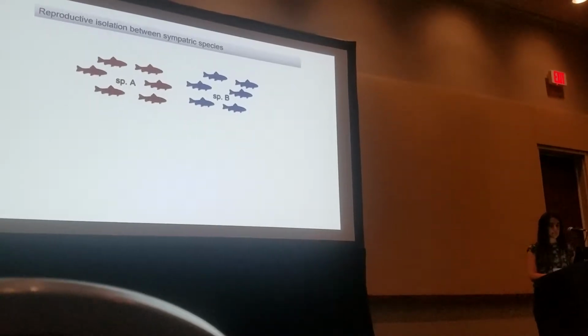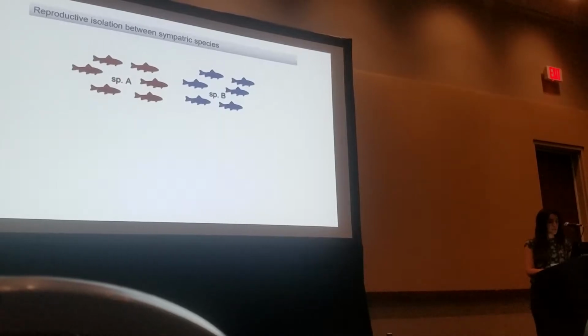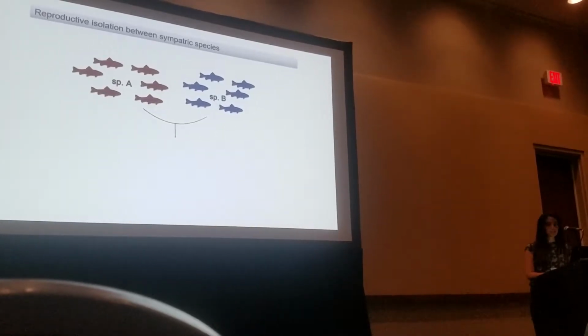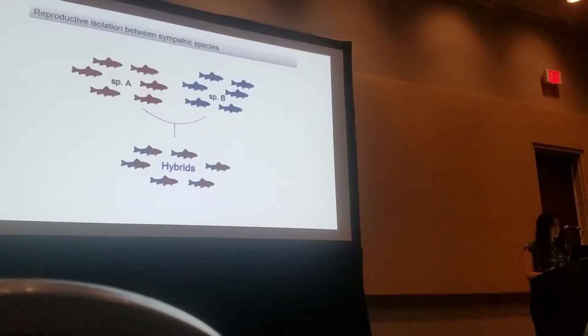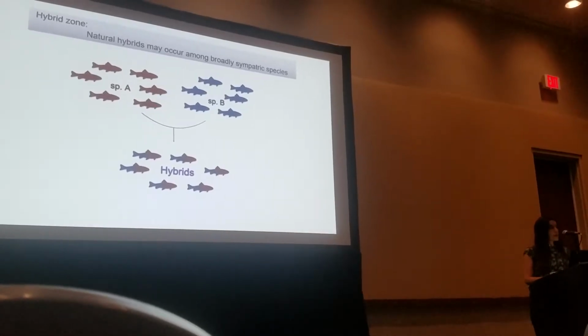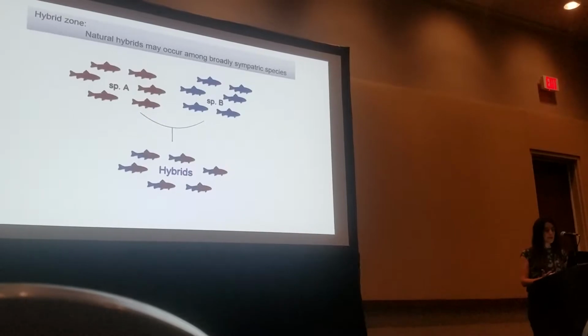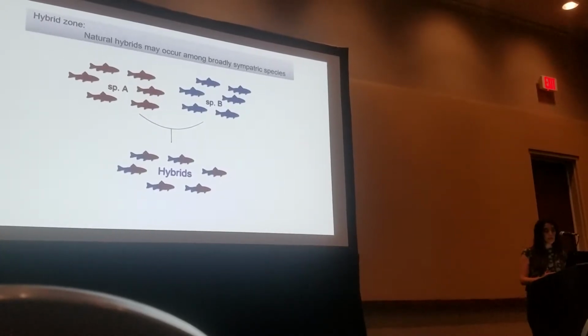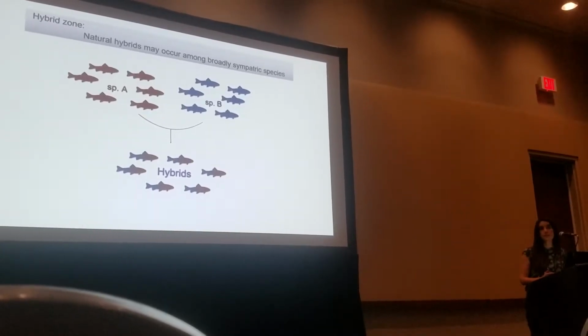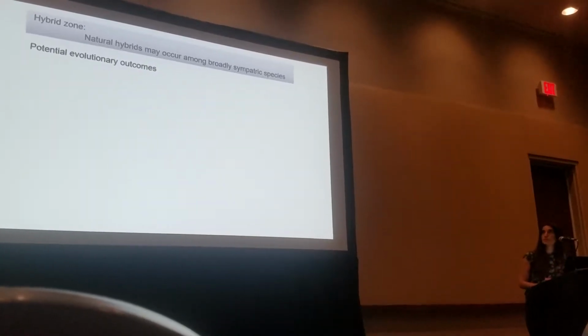both species can reproduce. When this happens, the offspring is called a hybrid. So we can now define what a hybrid zone is. It's when natural hybridization occurs among boundary sympatric species. There are different scenarios for the hybrid zone.